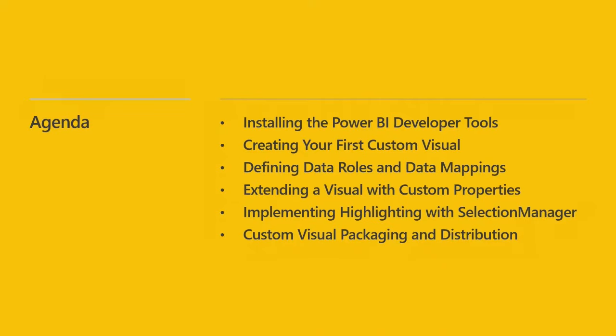We're going to create the first visual using the tool set. We'll then get into a more abstract discussion about defining visuals with things like data roles and data mappings. We'll talk about adding custom properties to a custom visual. And then we'll hit a couple of advanced topics such as implementing highlighting with the selection manager. And then we'll end with a quick discussion of how to package up your visual for distribution and how you can deploy it to the organizational visuals gallery if you'd like.